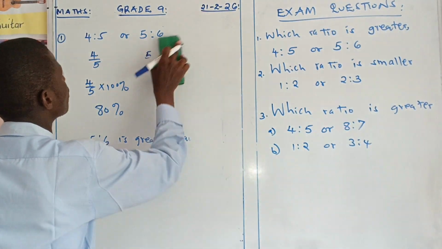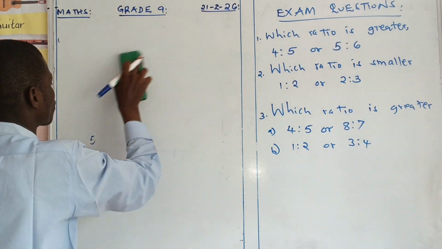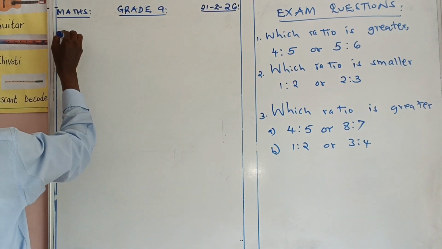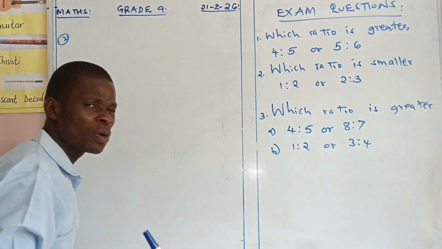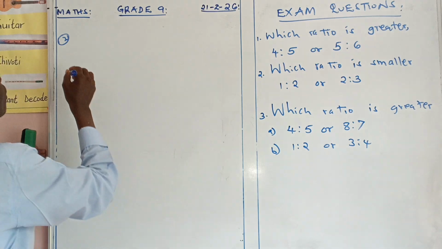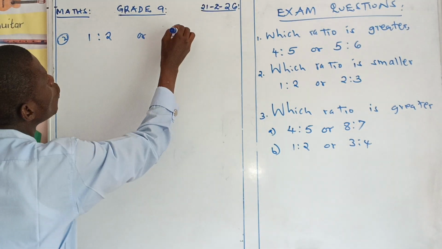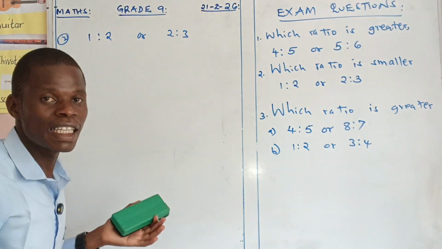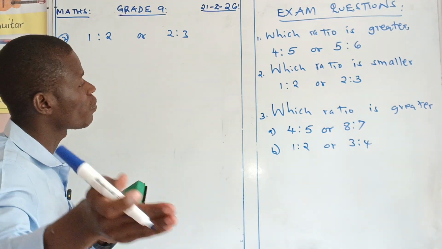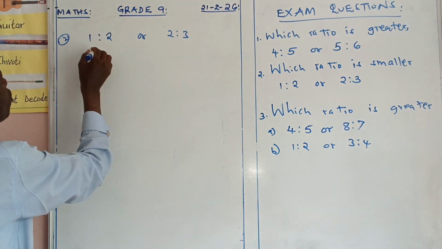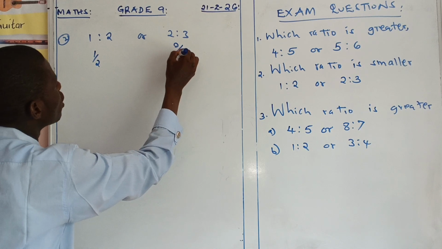Number two, what do I have? Number 2, here, which ratio is smaller? So here we want the smaller ratio. We have 1 to 2 or 2 to 3. So the first step, what did I say? Convert them to fractions. So 1 to 2 will be 1 over 2. 2 to 3 will be 2 over 3.